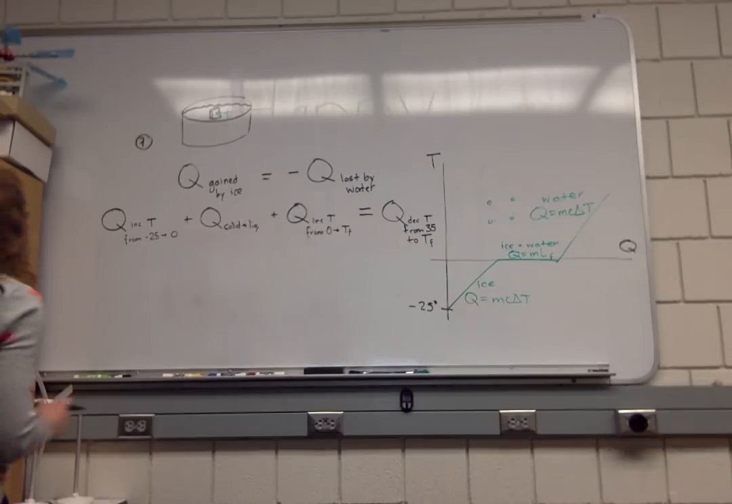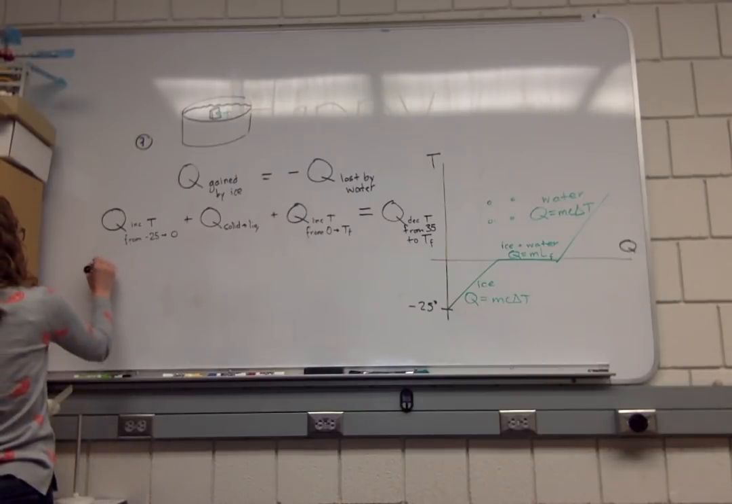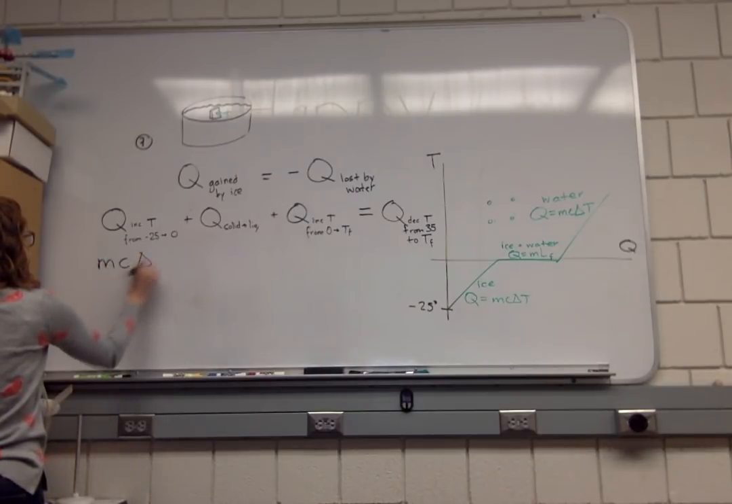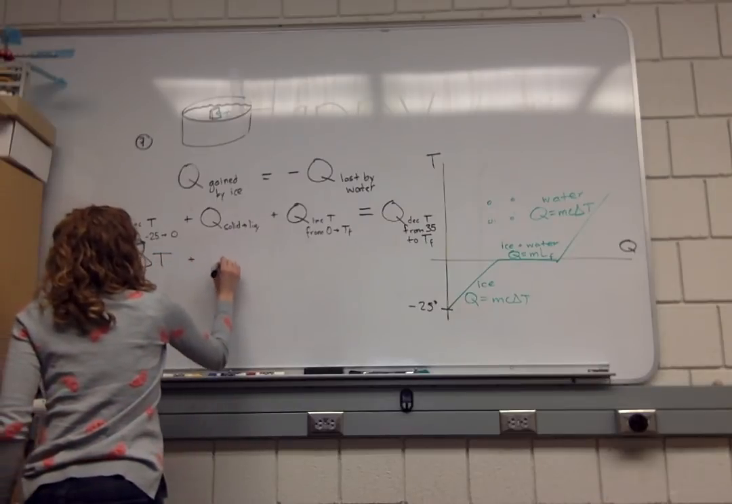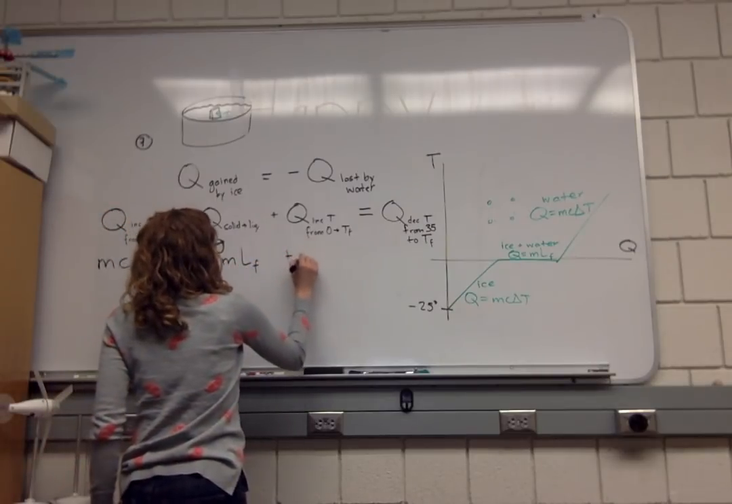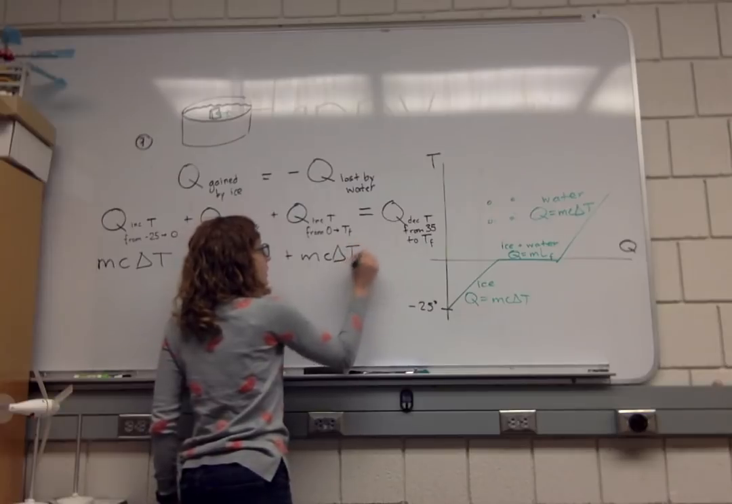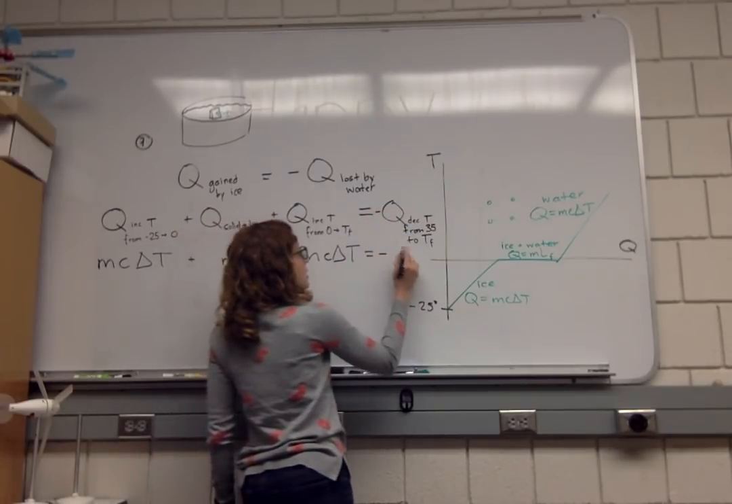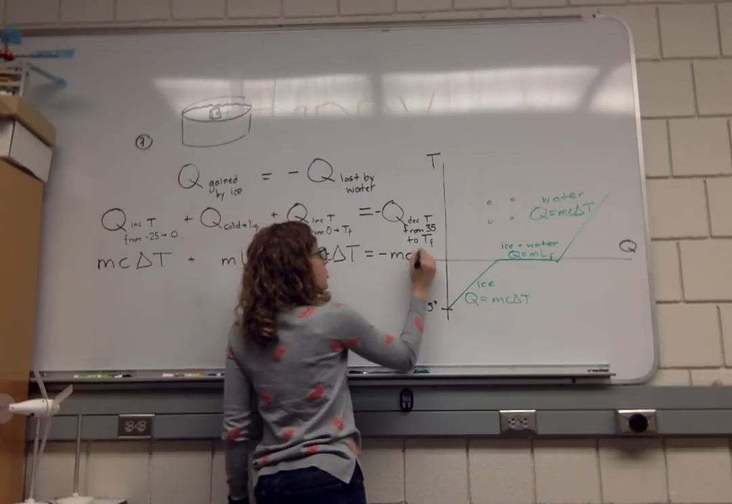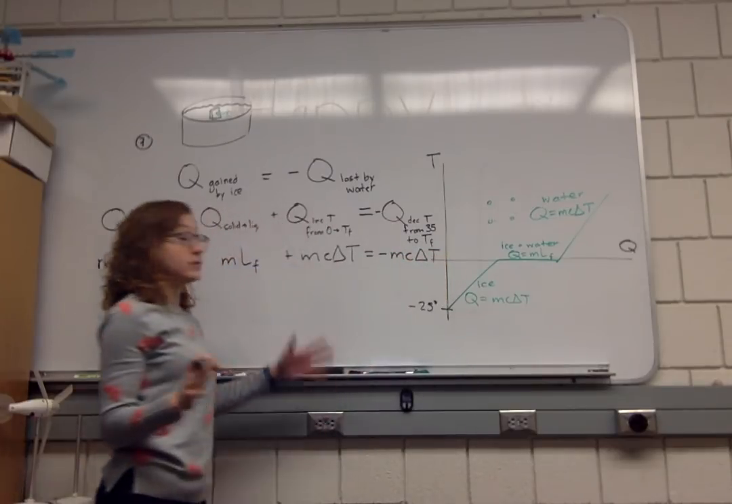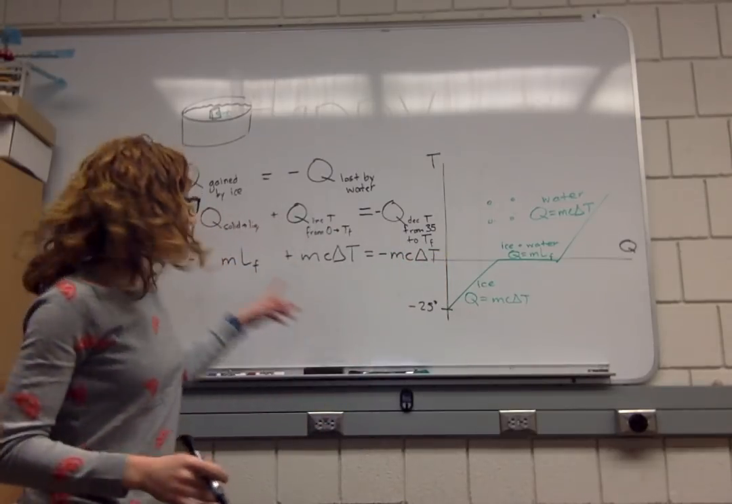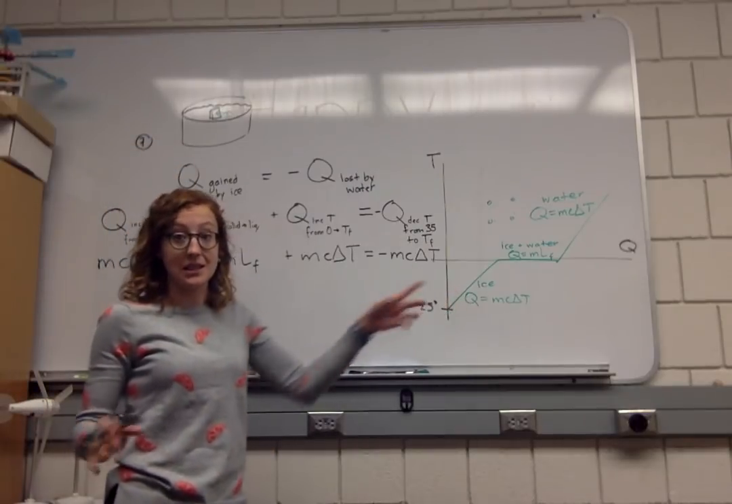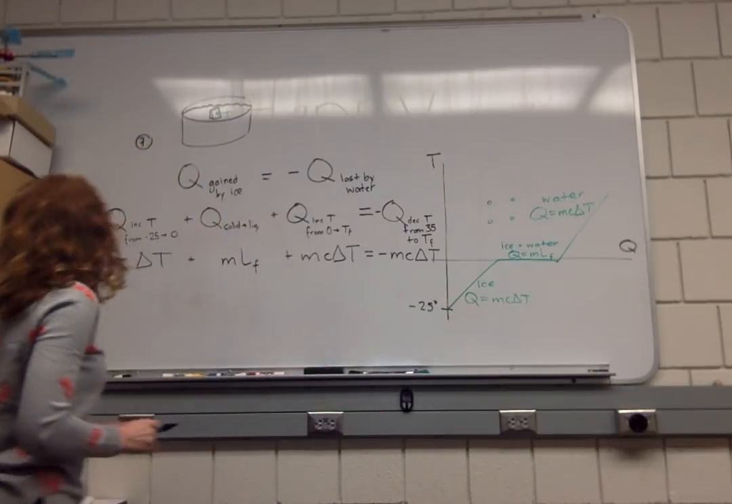Okay, so let's take this one more step. Here I'm going to use MC delta T. Here I'm going to use MLF. And here I'm going to use MC delta T again. And this has to equal, oh, and I forgot my all-important negative sign right here. And so this is also going to be an MC delta T. Now, we have to be careful. I need to put some subscripts on these because these are not all the same MC delta T's, and we don't want to get ourselves mixed up here.